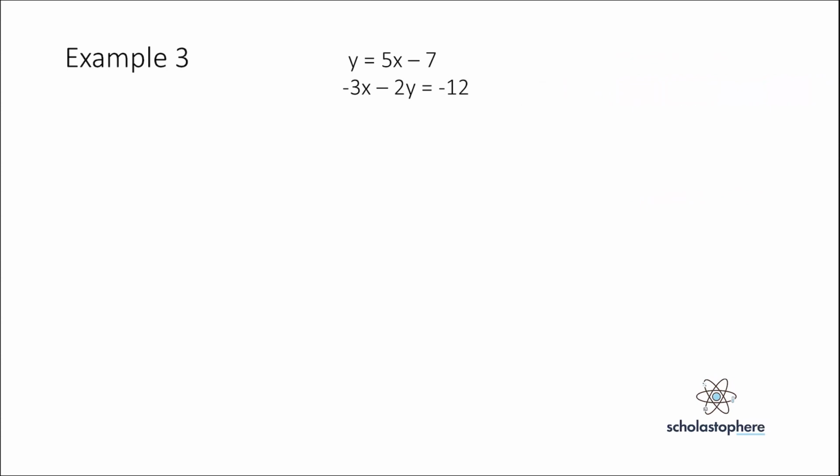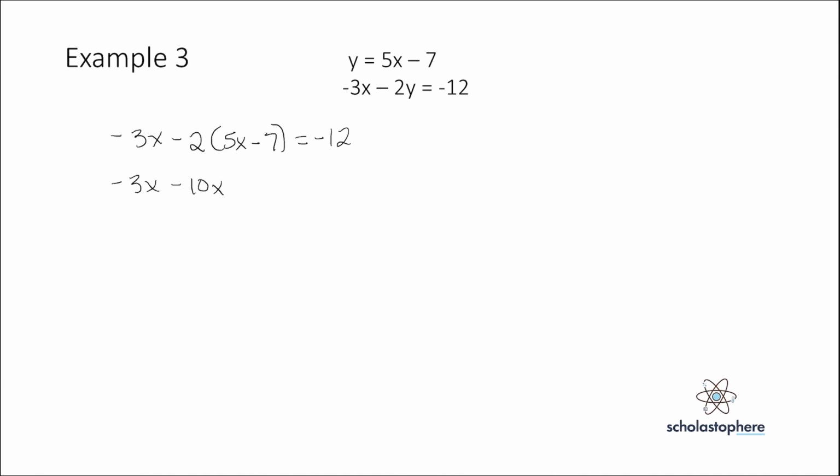So we have example 3: y equals 5x minus 7, and negative 3x minus 2y equals -12. In this case, we know what y is equal to. So we're going to place the 5x minus 7 into where we see a y for the other equation. So it should look something like this: negative 3x minus 2(5x minus 7) equals -12.